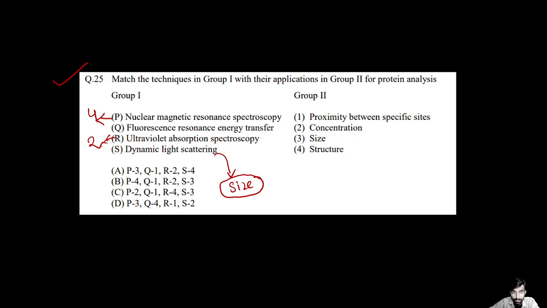So here I am writing 3, and the remaining one is FRET, fluorescence resonance energy transfer, that depends on the proximity of molecules. Suppose this is energy transfer, that is also used for studying protein-protein interaction in membranes. Okay, so here it's 1. That means P4 and Q1, R2 and S3. So B is the correct answer here.